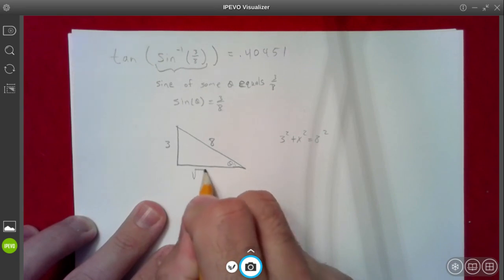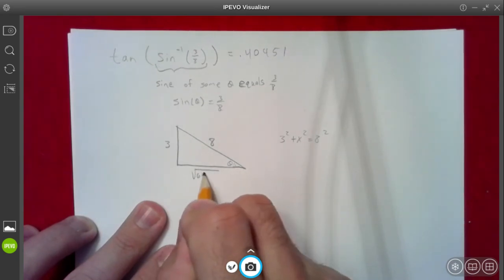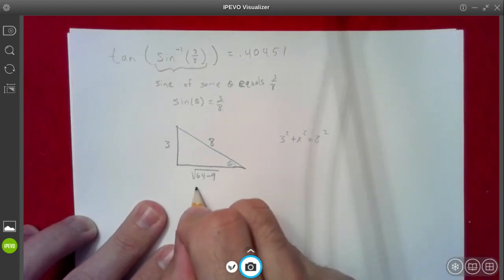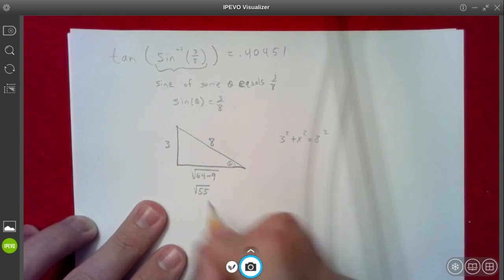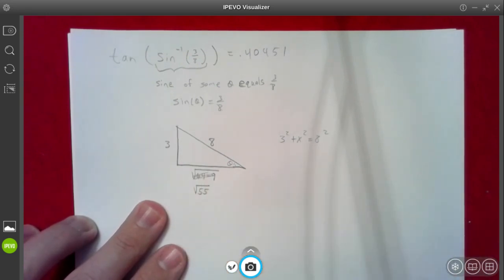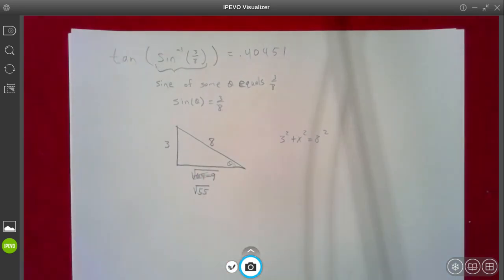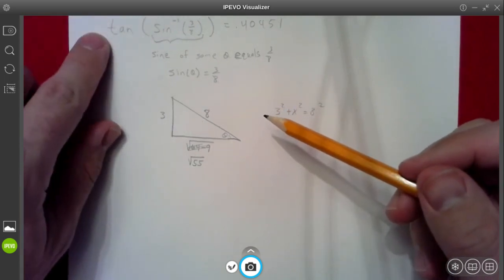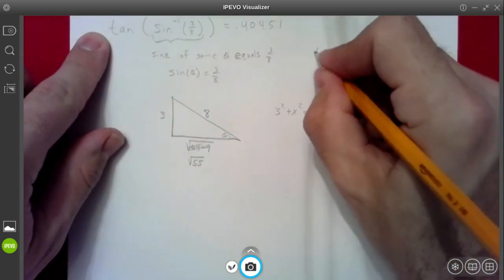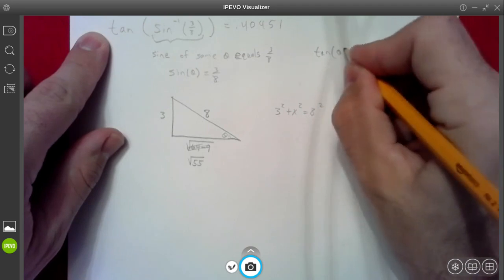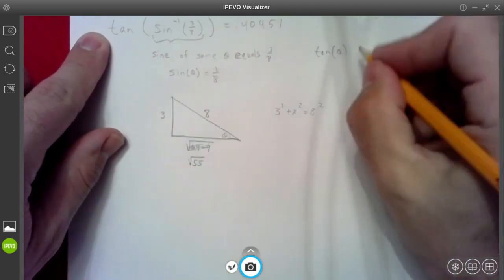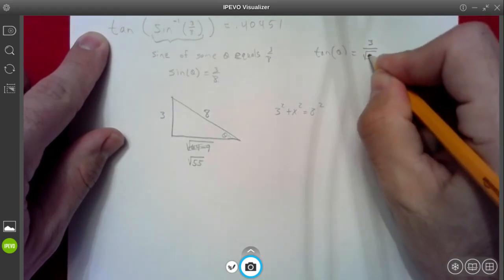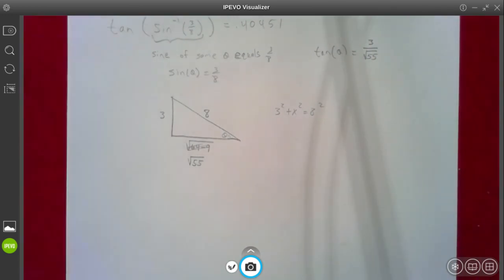What it's going to be is it's going to be the square root of 64 minus 9, okay, which is square root of 55, okay? That's what this side is down here. So you do the Pythagorean theorem to find that out, and now you can answer the final question. Tangent of theta, tangent of this angle that I'm interested in is going to be opposite over adjacent, 3 over root 55.